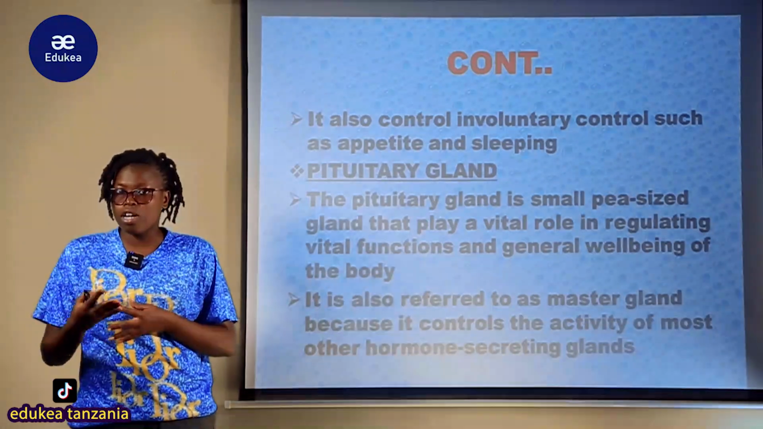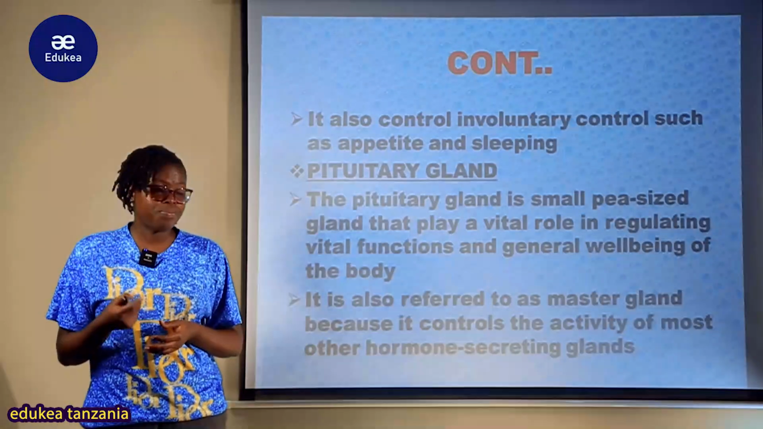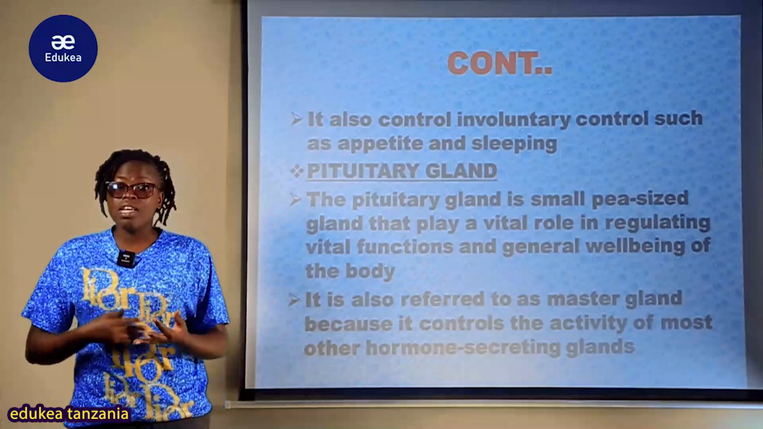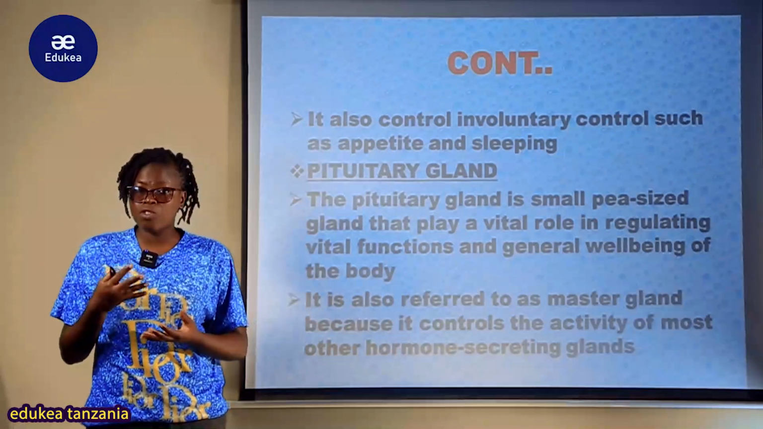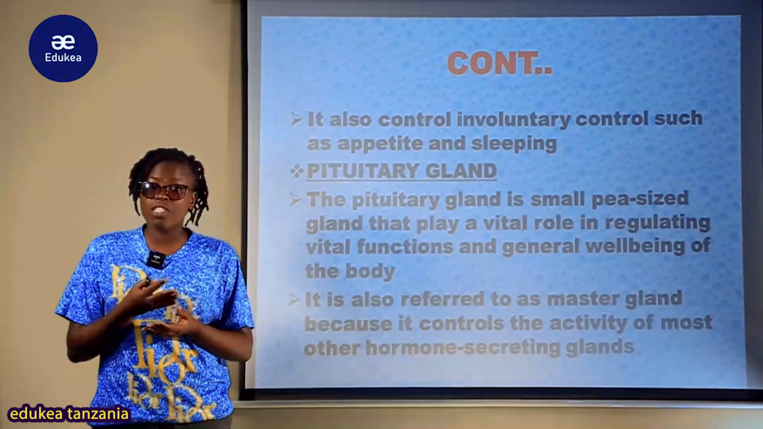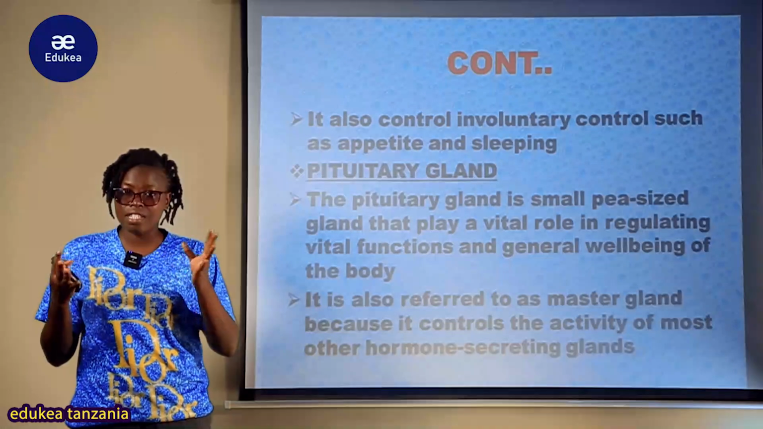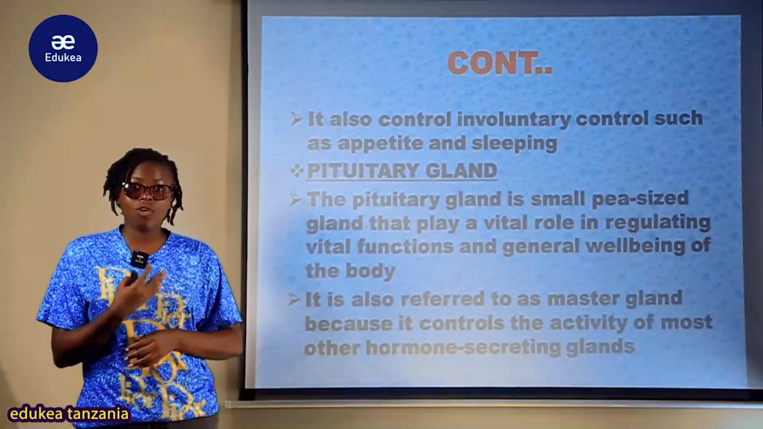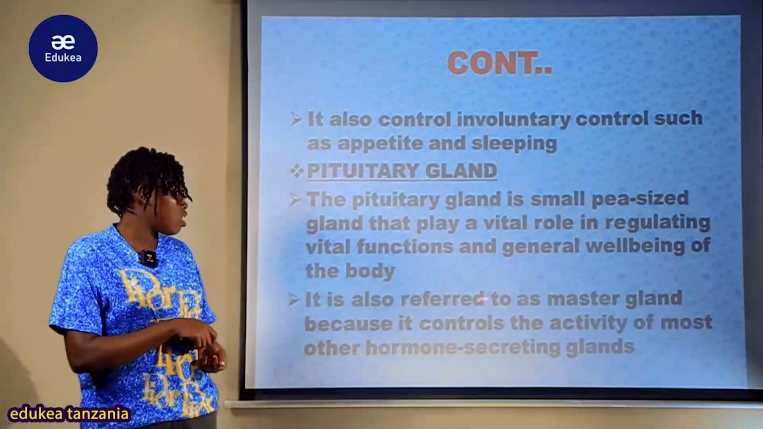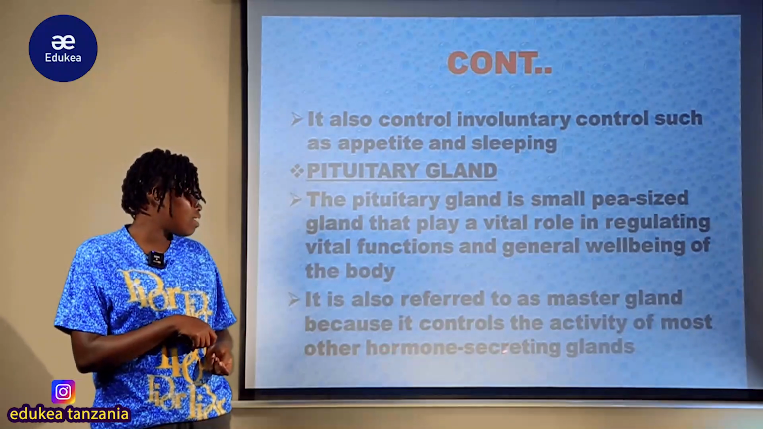So this is all about the importance, it helps the well-being of the body of an organism. It is also referred to as the master gland. Why is it called the master gland? Because it controls the function of other hormones within the body, because there are some hormones which are secreted by this pituitary gland. All of these activities are hormones, they are controlled by this pituitary gland, and that's why it is called the master gland. It is also referred to as the master gland because it controls the activity of most other hormone secreting glands.